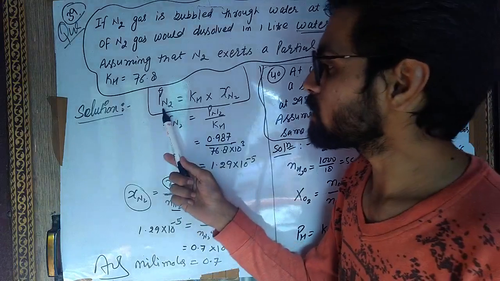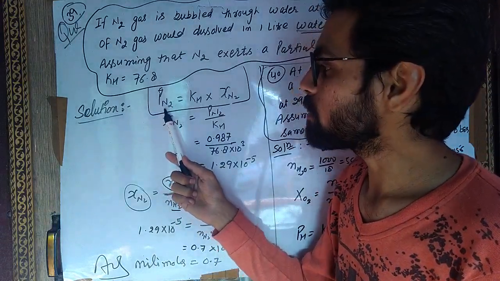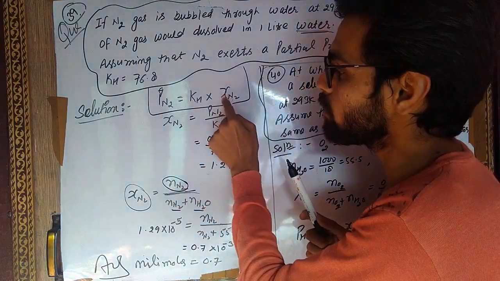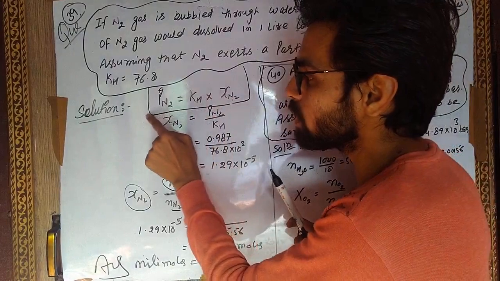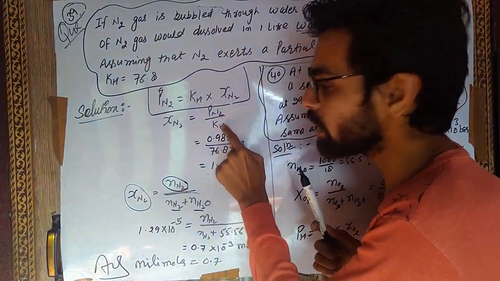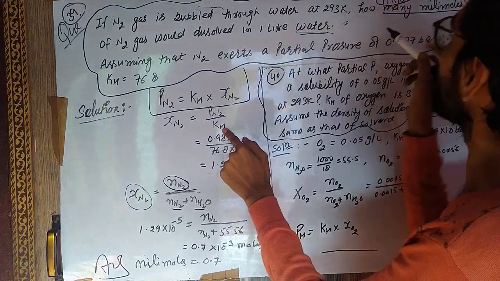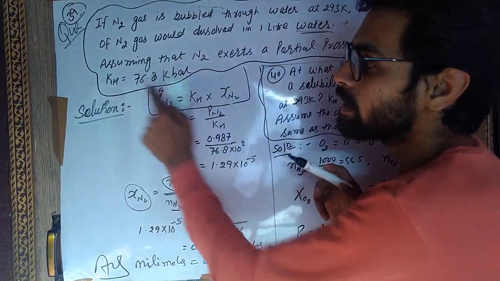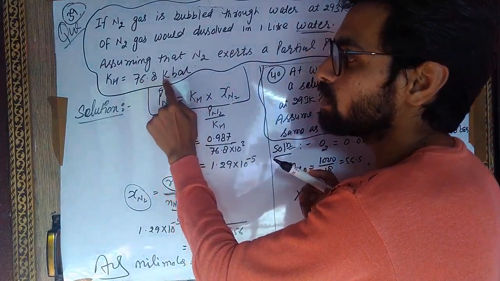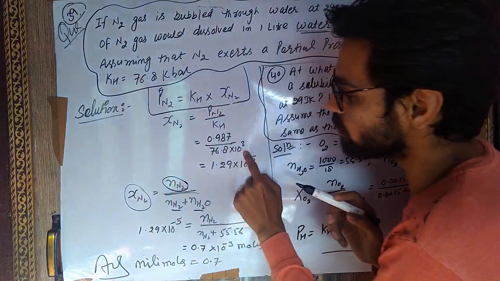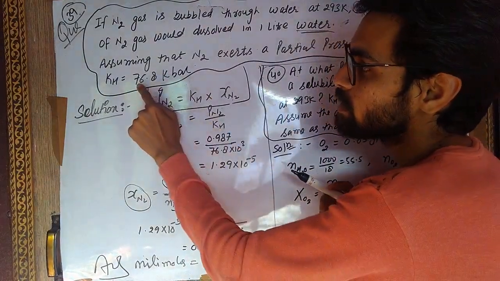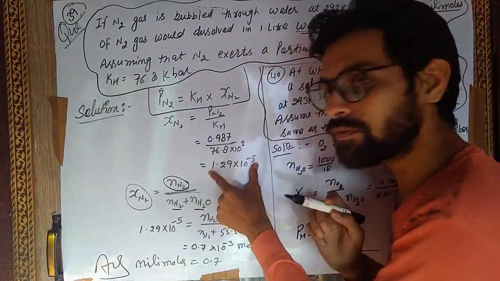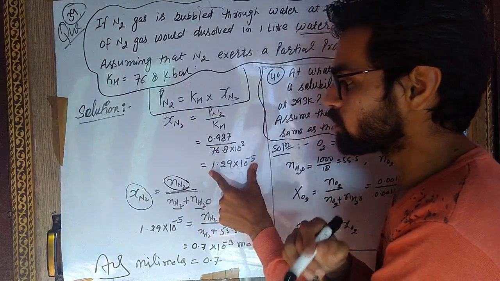Let's see. First of all, we will apply Henry's law. Partial pressure of nitrogen is equal to the Henry constant times the mole fraction of nitrogen. So here we will calculate the mole fraction of nitrogen, so KH will be in the denominator: P of N2 divided by KH. But students, one more thing, KH is given to you, I forgot to write the unit. KH is 76.8 kilobar, so you convert it into bar by multiplying by 10 raised to power 3. So the value of KH is 76.8 multiplied by 10 raised to power 3. The answer is the mole fraction, 1.29 into 10 raised to power minus 5.